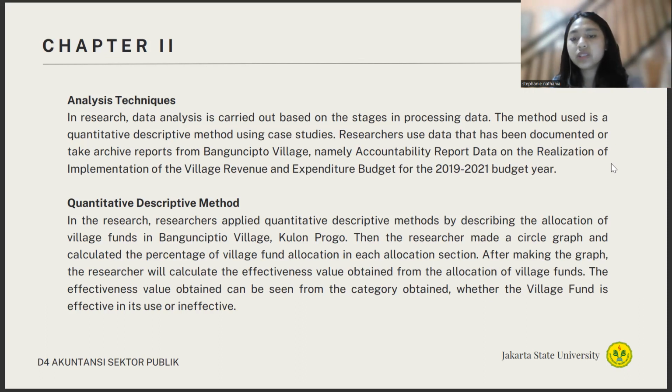Then I'll make circle graphs and calculate the percentage of village fund allocations in each allocation section. So after making the graphs, I'll calculate the effectiveness value obtained from the allocations of village funds, and then the effectiveness value can be seen for the category obtained, whether the village funds are used effectively or ineffectively.